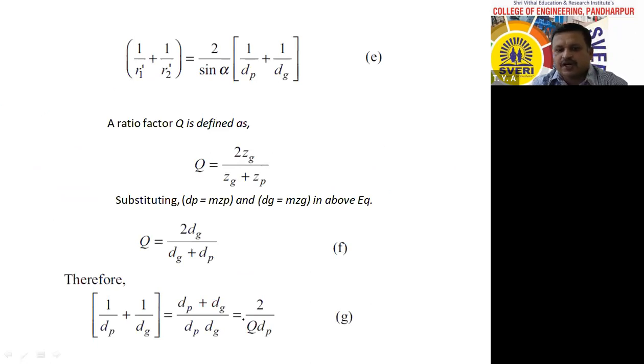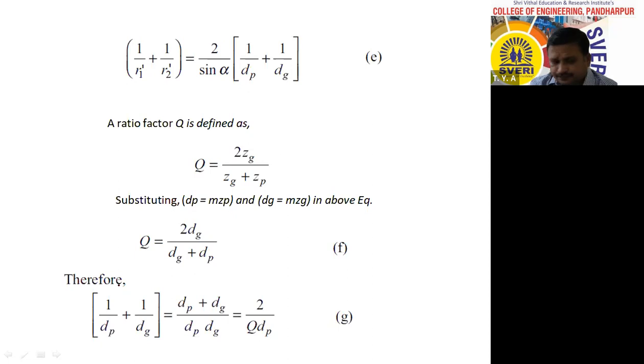Therefore, 1 upon R1 dash plus 1 upon R2 dash is equal to 2 divided by sin alpha into bracket 1 upon dp plus 1 upon dg. Therefore, a ratio factor Q is defined as Q is equal to 2zg divided by zg plus zp. Substituting dp is equal to m zp and dg is equal to m zg in the above equation, we get Q is equal to 2dg divided by dg plus dp.